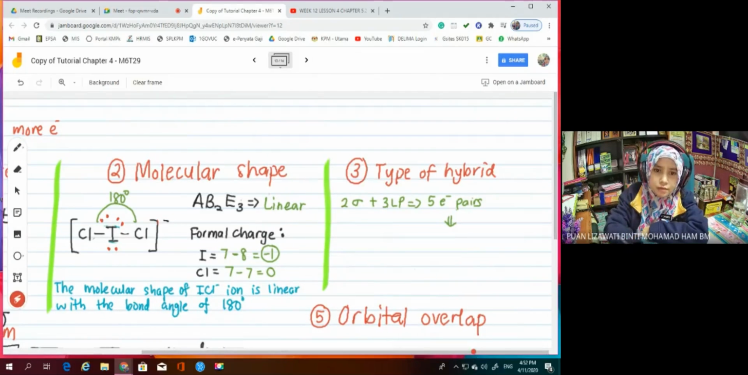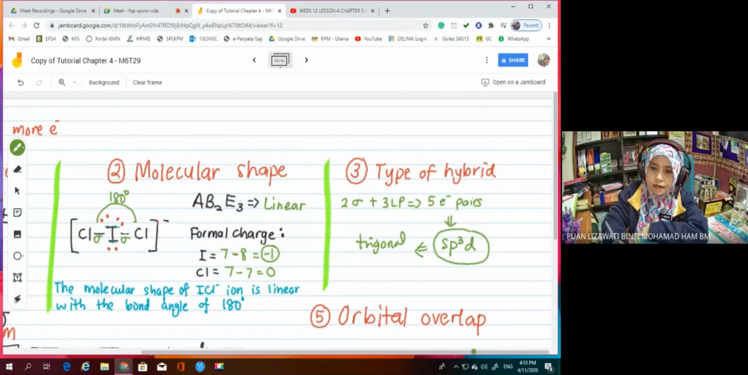Refer back to the molecular shape. There are 1 sigma bond, 2 sigma bonds, plus 1, 2, 3 lone pairs. So in total there are 5 electron pairs. So the type of hybridization here is sp3d. All the 5 electron pairs are arranged according to trigonal bipyramidal. Alright, next we move to the orbital diagram.